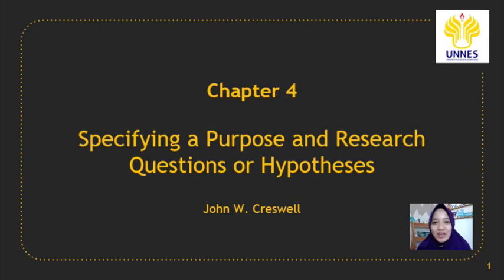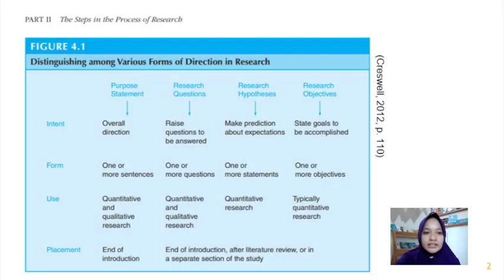Well, hello, I'm Shirley Arwinda. It's time for chapter 4, and it is about how to specify a purpose and research question or hypothesis, both in qualitative and quantitative research. Well, the first thing that we can see here is figure 4.1. It shows us how to distinguish among various forms, and I want to highlight the research hypothesis. It only exists in quantitative research, and research objectives are typically in quantitative research only.